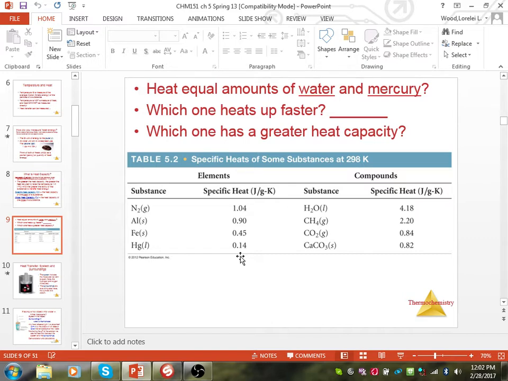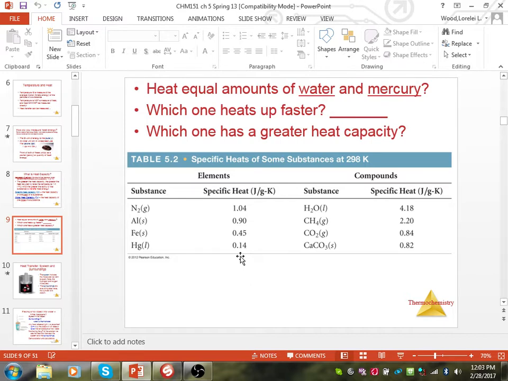So which one would heat up faster if I put them both on a hot plate, the mercury or the water? Mercury would heat up a whole lot faster than water. Which one has a greater heat capacity? The water does. It can accept more energy before it changes temperature, which makes sense from the perspective of living in a place like San Diego versus living in a place like Arizona.